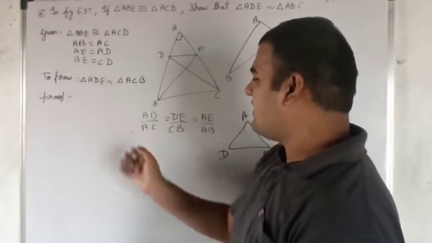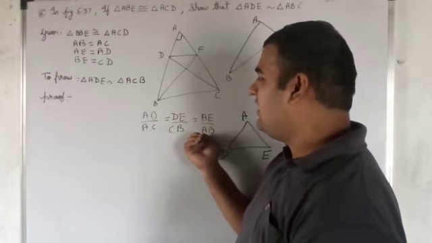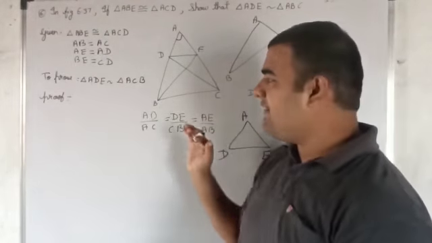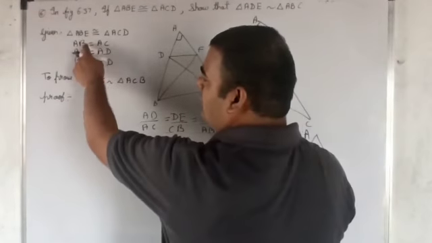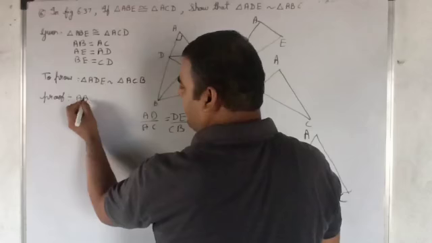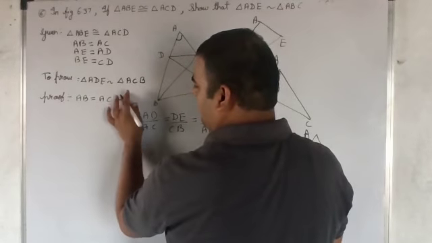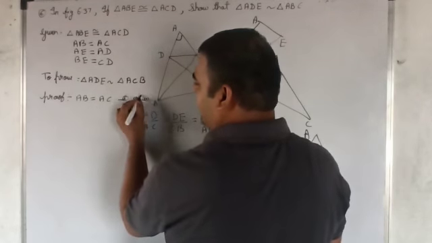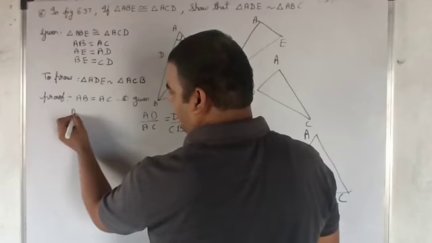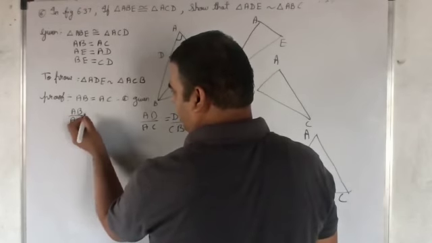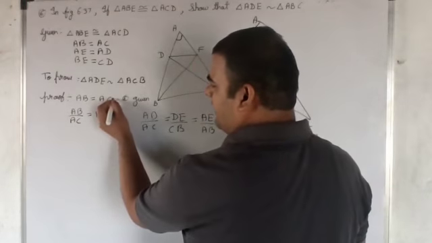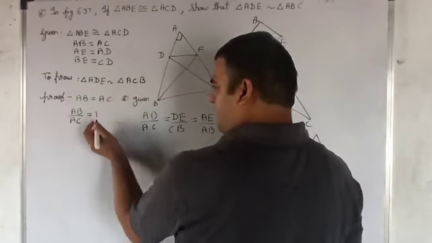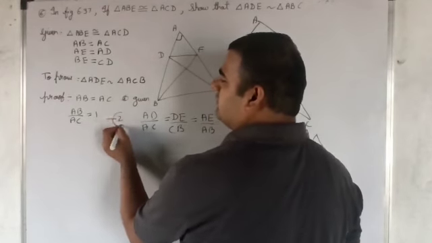Now see, AB and AC are given, and here also AB and AC are there. Next, AE and AD are given, and here also AD and AE are there. So can we use it? Yes. First we will use AB equals AC, which is given. Can we write it in this form: AB upon AC equals 1, because multiplication with 1 changes nothing. So you got this equation.